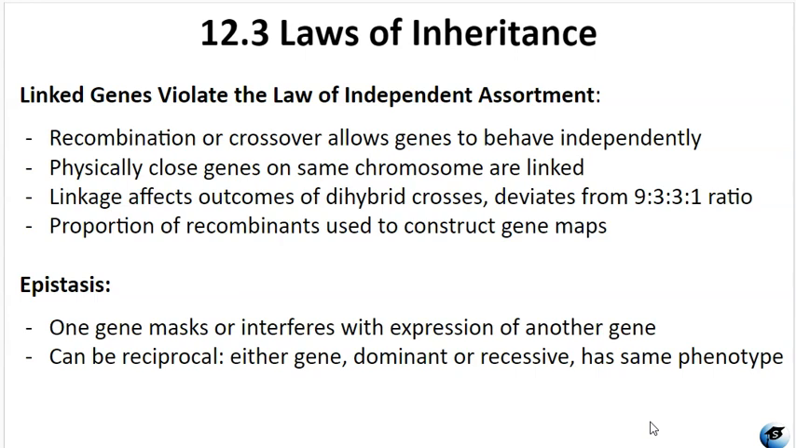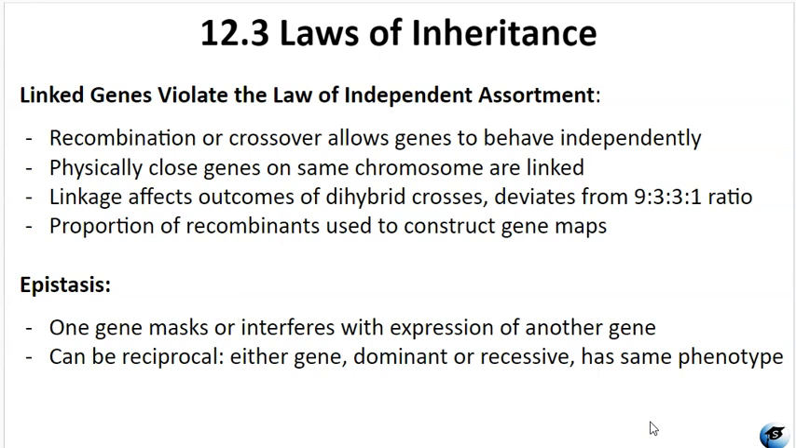So when genes are physically close on the same chromosome, they're considered linked, and their alleles are more likely to be transmitted together. So if genes for plant height and flower color are right next to each other on a chromosome, the tall and red alleles might be inherited together, and then the short and yellow alleles are inherited separately. And this linkage affects the outcomes of dihybrid crosses because it deviates from the classical 9:3:3:1 ratio predicted by Mendel.